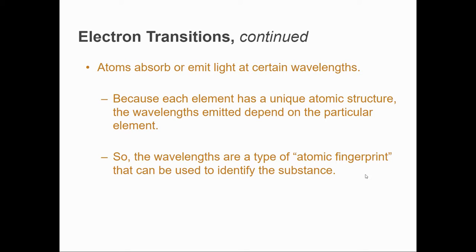So atoms absorb and emit light at certain wavelengths. Each element has a unique atomic structure, and the wavelengths emitted depend on the particular element. The wavelengths are a type of atomic fingerprint that can be used to identify the substance.